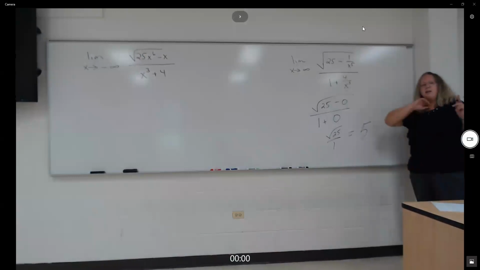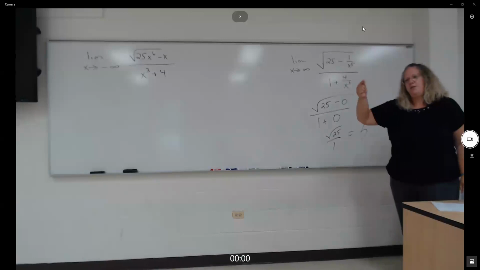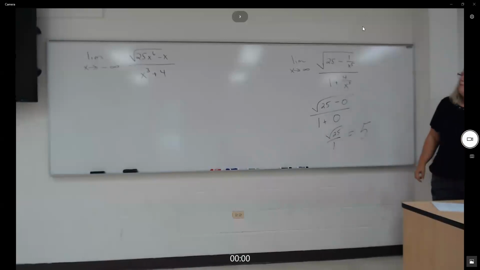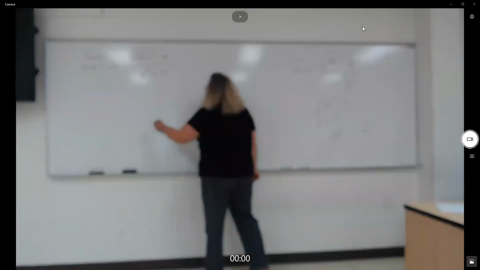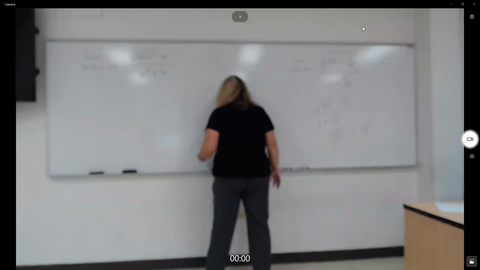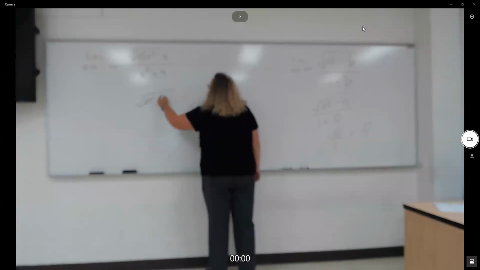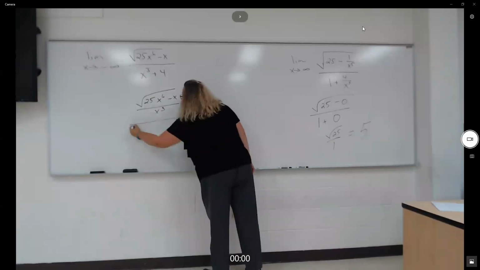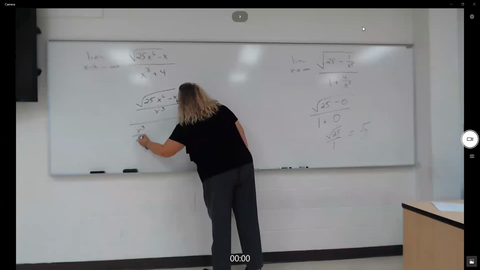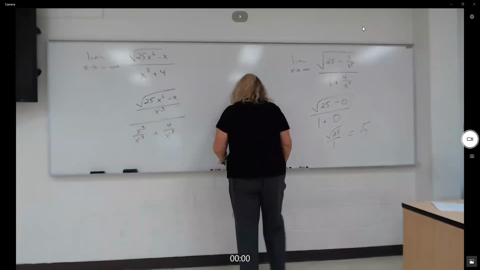With negative infinity and a radical, this is where we have to talk just a little bit more. So I'm going to divide everything by x^3. And we can write this 25x^6 minus x over x^3, and then this one will do x^3. But this step is important here.